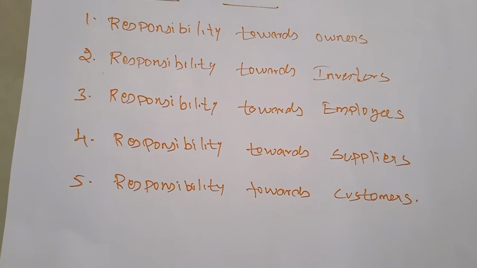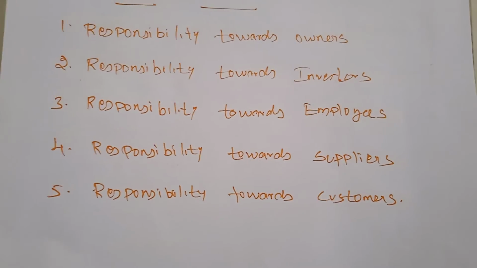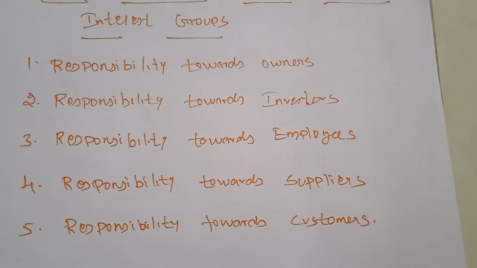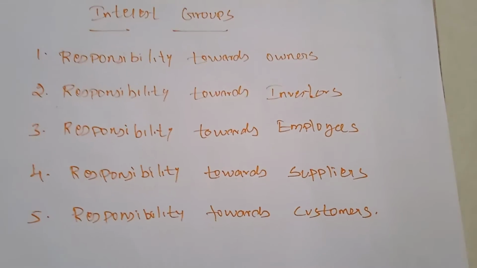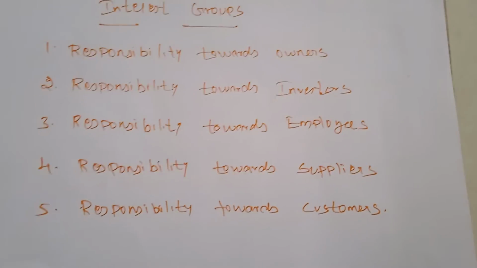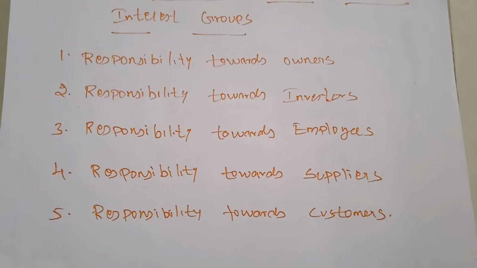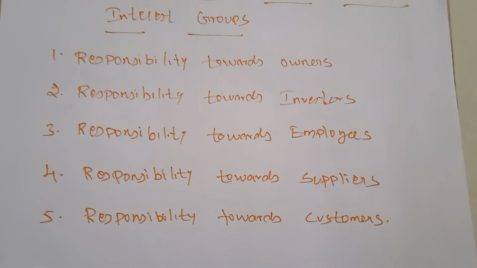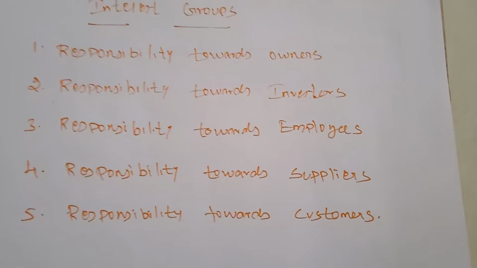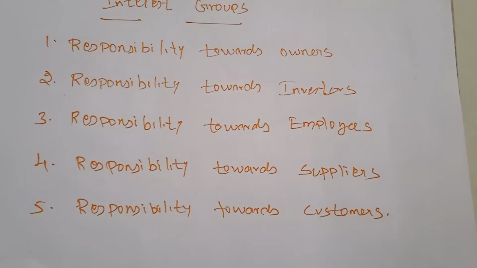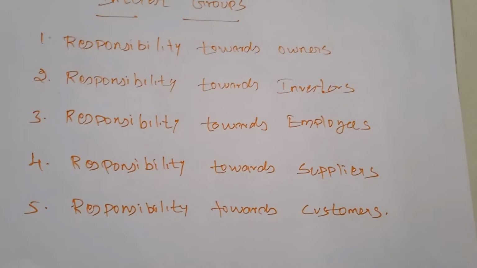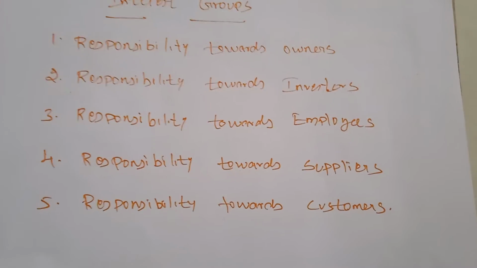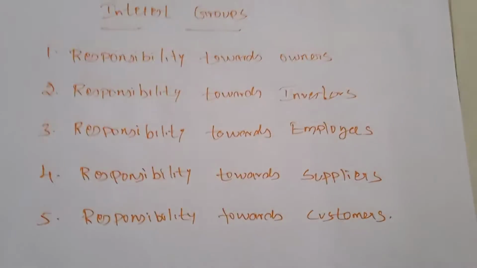Next, regular payment of interest. So for the investors, the business organization has to pay the interest, but this interest also has to be paid on a regular basis. Next, timely repayment of principal amount. But it is not enough to pay only the interest; along with the interest, the principal amount also has to be paid on time, at the prescribed time.